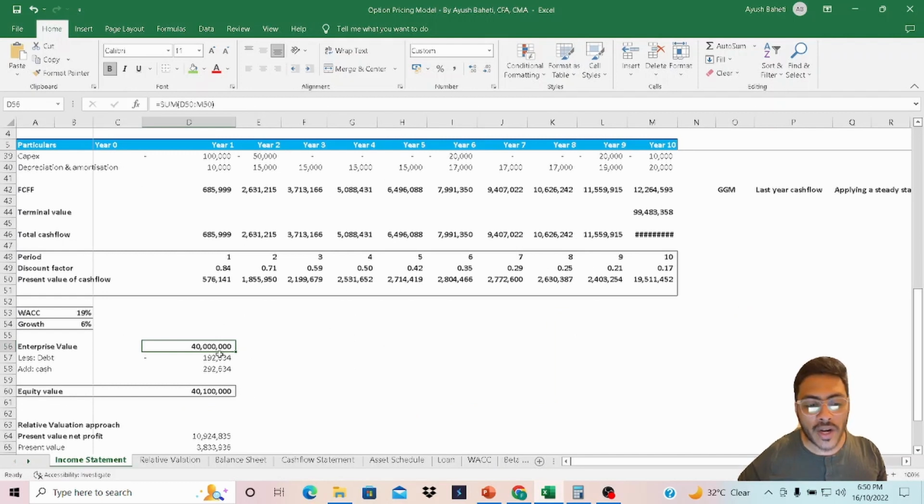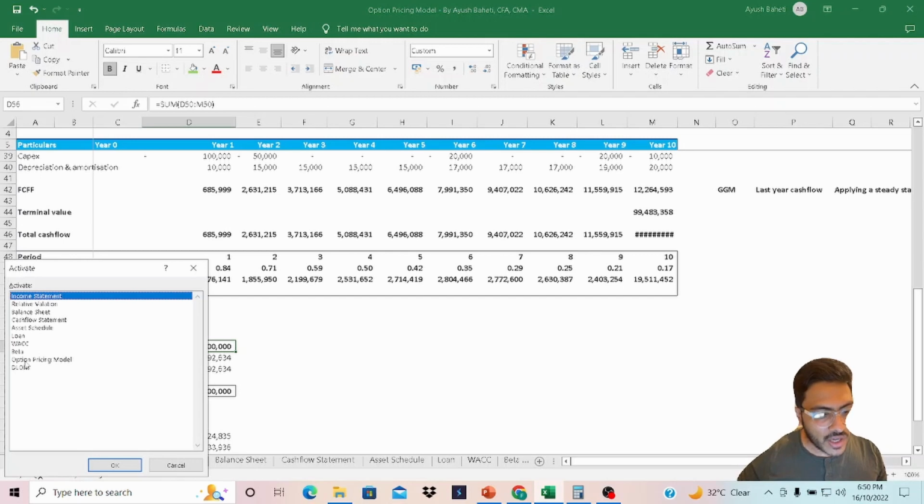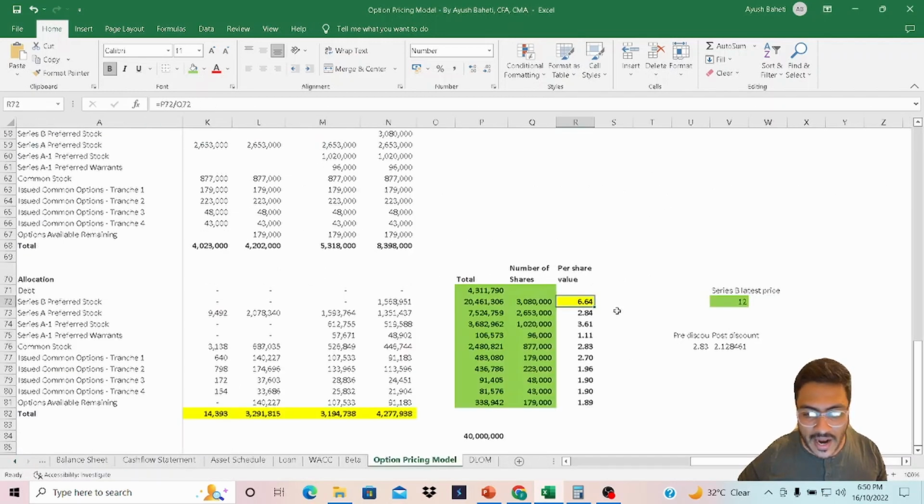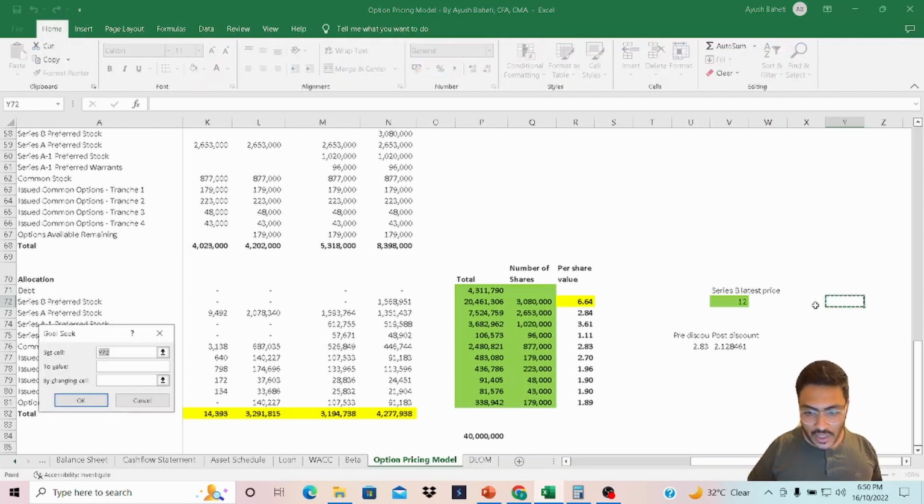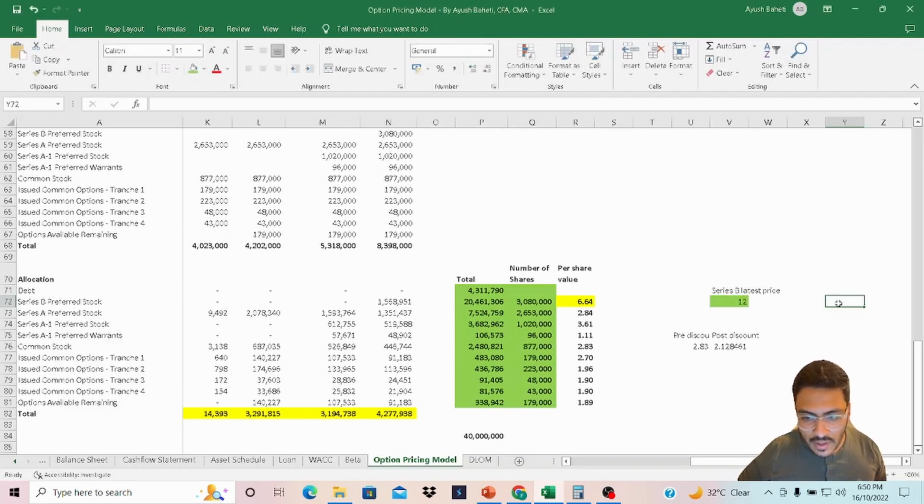So let's say it's been 1 year since we did this DCF valuation and arrived at a per share value of Series B at 6.64. Now, after 1 year, Series B is valued at $12. What would be the implied value of the company on the basis of the latest Series B value? Here I'm going to use the Goal Seek function. The shortcut is Alt-TG. First, let's see what our target value is.